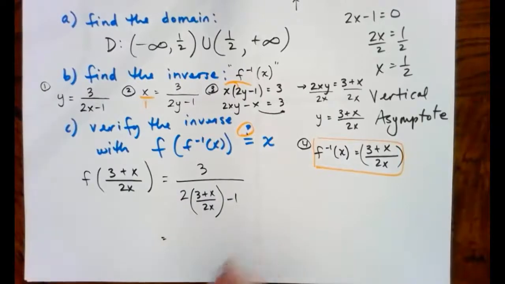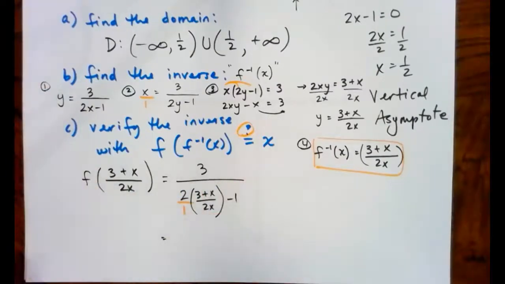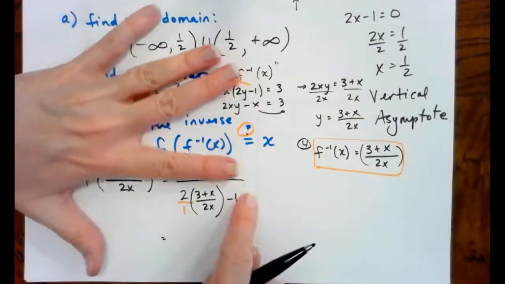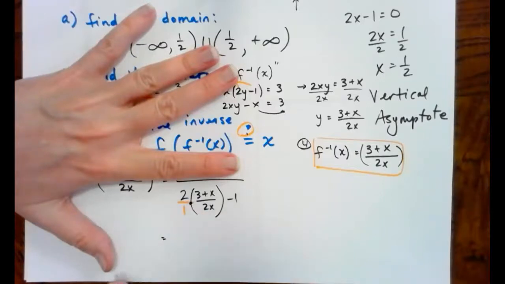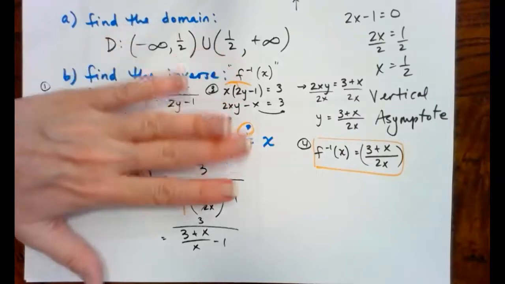So let's do it. Following order of operations, I'm going to work on the bottom of that big fat fraction bar and just cover up the numerator. The fraction will be the last thing we deal with. So we end up with 2 over 1 times (3 plus x) over 2x. First thing I see is that those 2's are going to cancel, leaving us with (3 plus x) over x, minus 1. That's all underneath the 3 that's on the top that I'm about to lose right there.